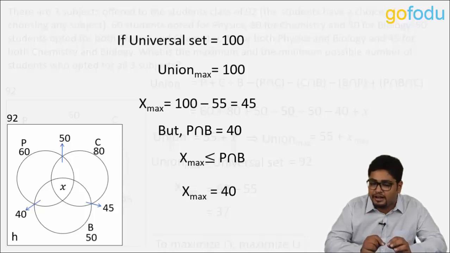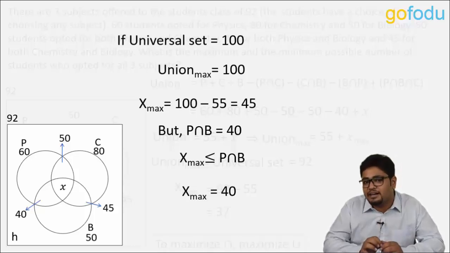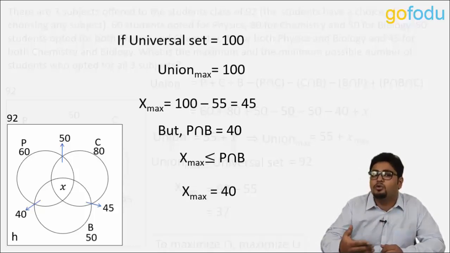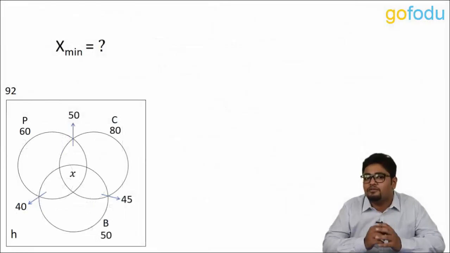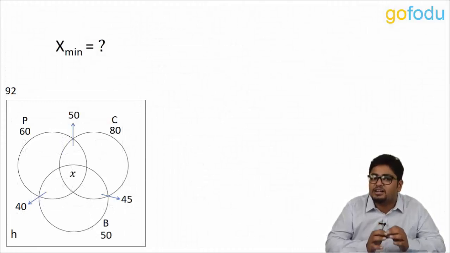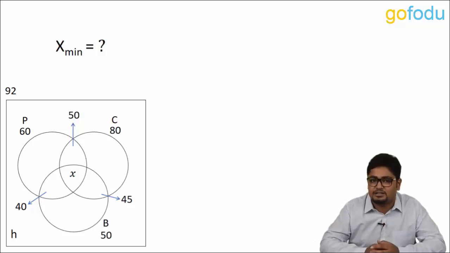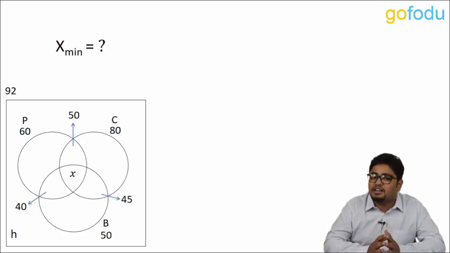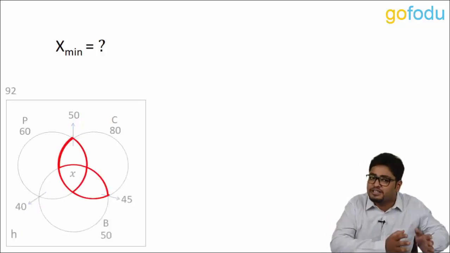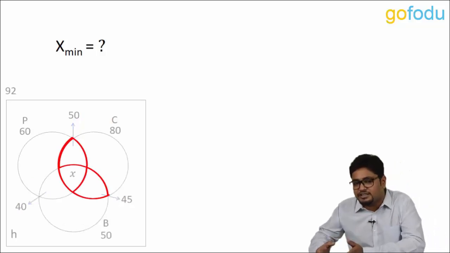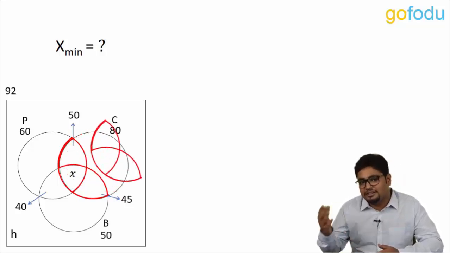So always, I will repeat, always verify the answers that you get. The limiting condition will be the smallest value among the three sets. Now, to calculate the minimum value of this intersection, consider each set separately and look at the subsets that each set contains. For example, consider the main set chemistry, which contains two subsets: physics intersection chemistry and chemistry intersection biology. So this diagram can be transformed to this diagram.